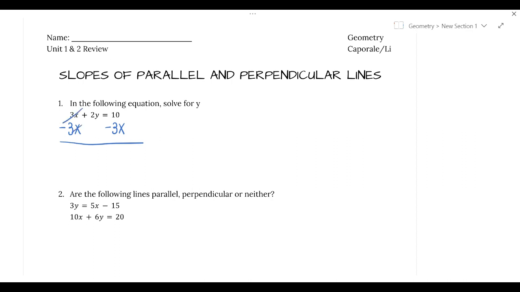The 3x's cross out, and we are left with 2y is equal to negative 3x plus 10. And then lastly, we want to divide both sides by 2 because right now the 2 and the y are being multiplied and the inverse operation of multiplication is division. So our final answer here is y is equal to negative 3 over 2x plus 10 over 2, right? 10 over 2 can be simplified to just 5.